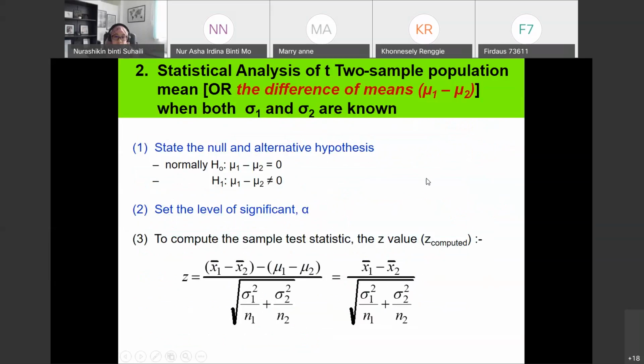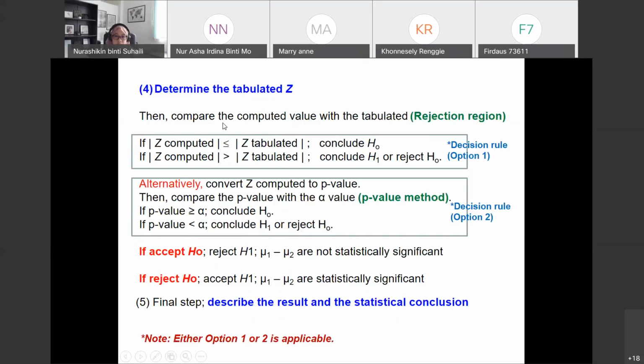Okay, just to make it clear again, two samples, both standard deviations are known, are given. The steps: state the hypothesis, right? You have to state both mu1 and mu2 in the hypothesis, set the level of significance alpha, compute the Z using this formula, and then decide whether you choose option 1 or option 2, right?